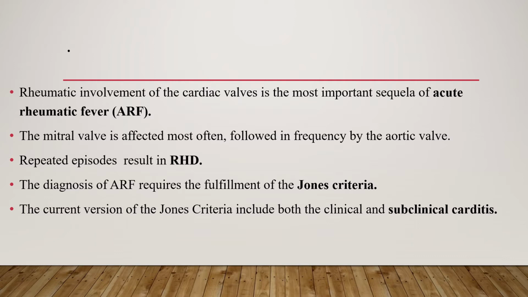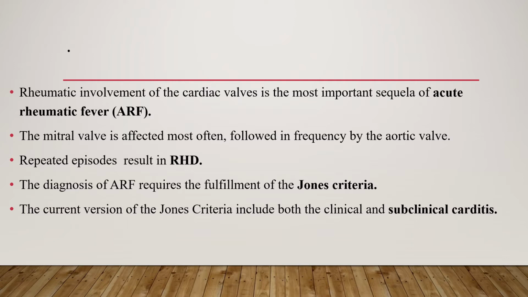Currently, the Jones criteria include subclinical carditis in addition to clinical carditis. Subclinical carditis means echocardiographic evidence of mitral or aortic valvulitis in the absence of auscultatory findings, and not consistent with physiologic mitral or aortic insufficiency. There is a method to distinguish physiologic from pathologic mitral or aortic insufficiency.